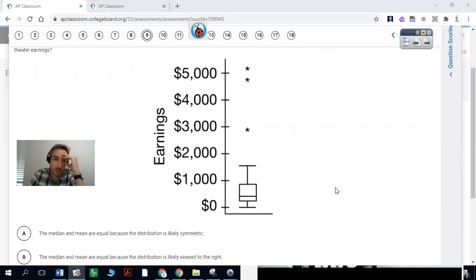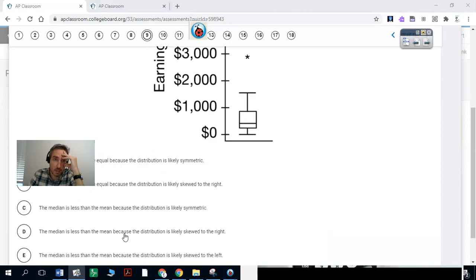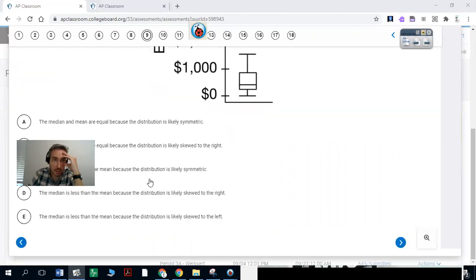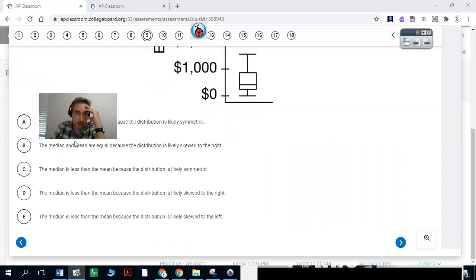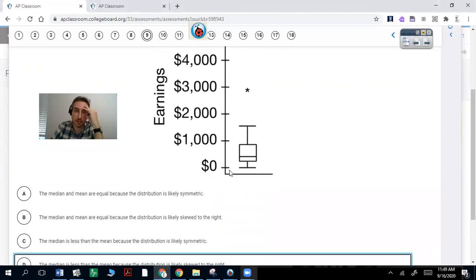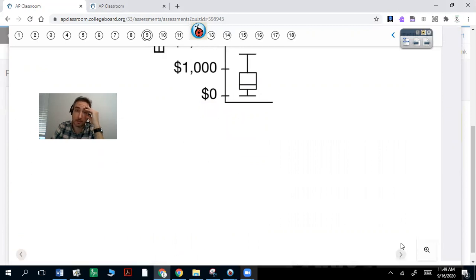So the mean and median are not equal. The median is less than the mean, but the distribution is not symmetric. The median is less than the mean because the distribution is skewed to the right. Remember, on the x-axis, right is this way, so the 5,000 would be here. Yes, it's going to be skewed to the right. Median is less than the mean. Mean is more. All right, number 10.